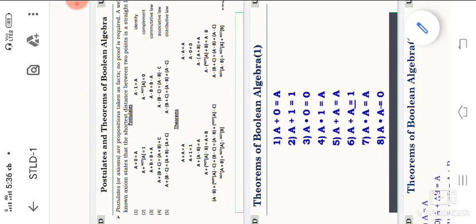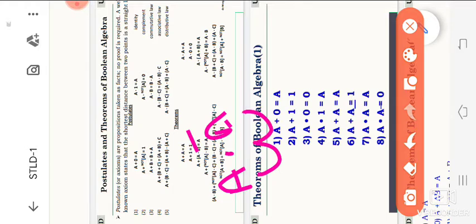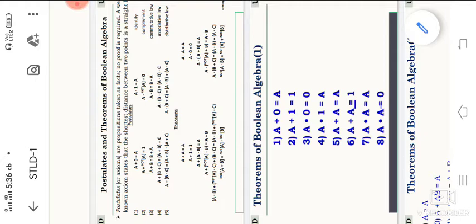So next complement. Another complement is there. We have to observe A into A bar. So A into A bar equal to 0. B into B bar equal to 0. Whatever the letter into its complement. Here whatever the letter plus its complement equal to 1. This is whatever the letter into its complement equal to 0. That is the complement law.